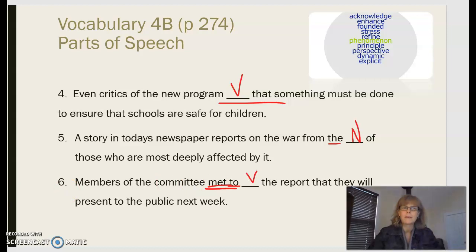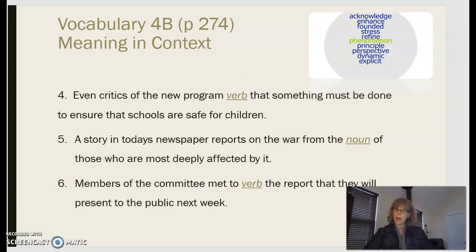So consider these parts of speech, guys. What word would you connect with each of those sentences from this list? In number 4, the critics of the program, what is a good reporting word that I can use? And I'm going to choose this word, acknowledge that. I could say they argue that, they reported that. Here, I'm going to say they acknowledge that something must be done. And that's giving me a little bit of a contrast, right? Even the critics acknowledge that something must be done.